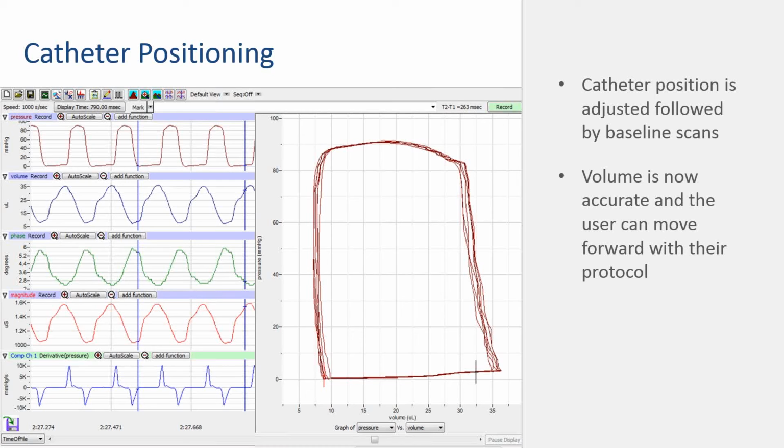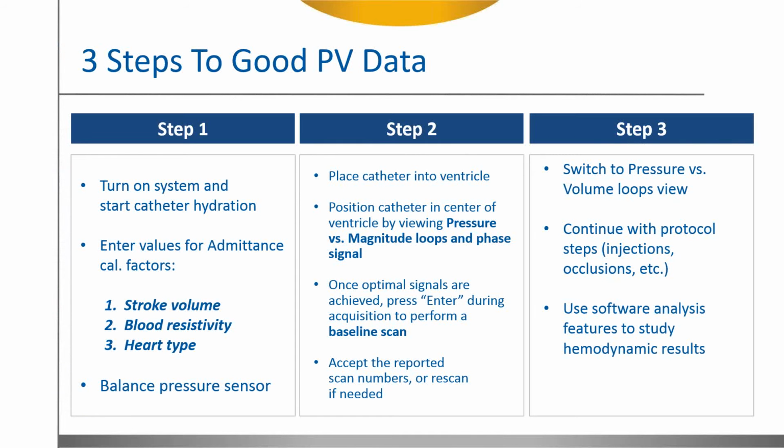Okay, so here I'd like to recap what we've seen so far. There are 3 steps to have good PV data. First, turn on the system, start catheter hydration. Enter values for admittance cal factors, stroke volume, blood resistivity, heart type. Balance your pressure sensor. Place the catheter into the ventricle. We've seen it together. Position the catheter in the center of the ventricle, and I gave you hints on how to position it.